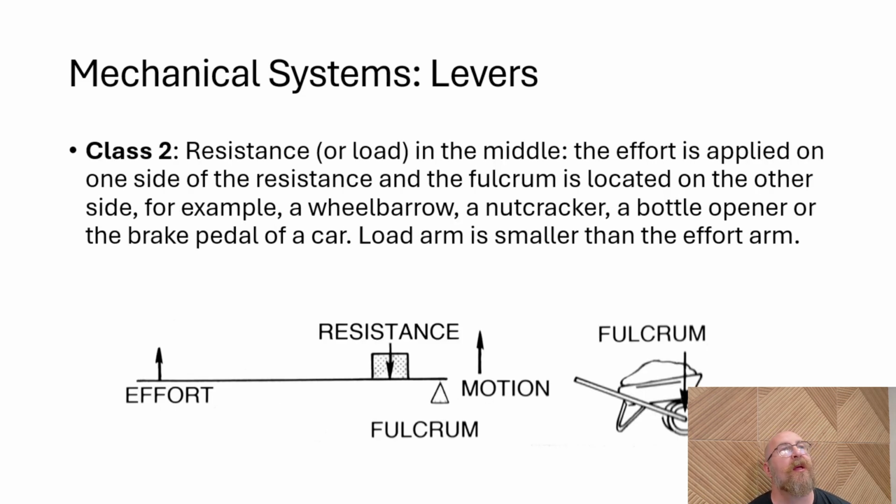Class 2 is where the resistance is in the middle, and the effort is applied on one side, and the fulcrum is located all the way on the other side. So if you take a look at this picture here, think about a wheelbarrow. You're applying effort, and then the resistance is more towards the middle, and you're able to handle a heavier load because of the length of your effort from the resistance.